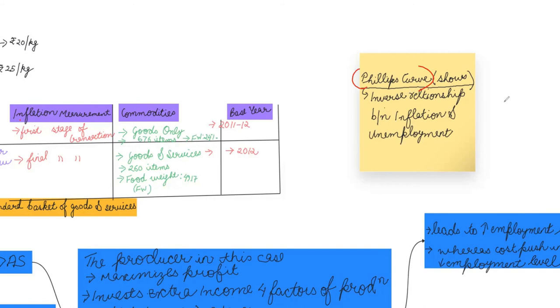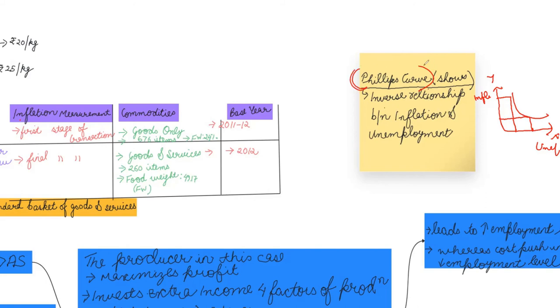Here you must know how to plot an x-axis and y-axis. This is your x-axis, this is your y-axis. Whenever we are plotting on a Phillips curve, it shows an inverse relationship between unemployment and inflation level. What I'm trying to say here is that, just a minute, sorry, I made a small mistake. What I'm trying to say here is that, I'll write here inflation and unemployment. So higher the inflation, lower is the unemployment, and lower the inflation, higher is the unemployment. So this is a very important concept that can be plotted on the Phillips curve.